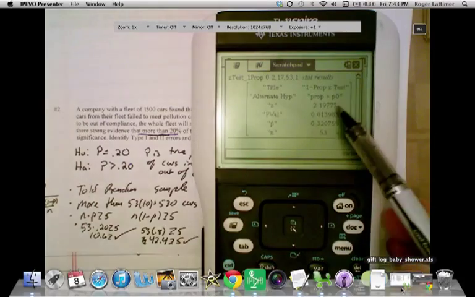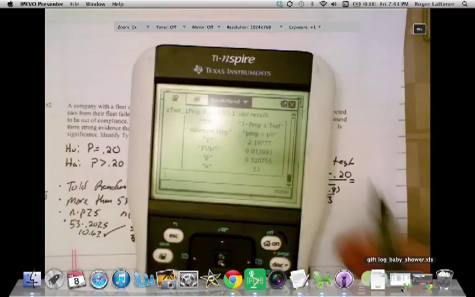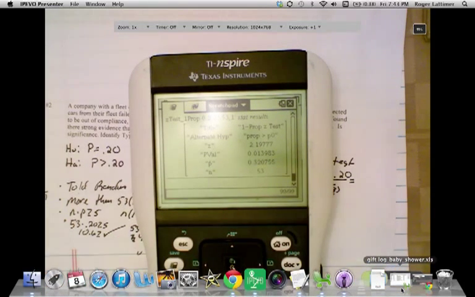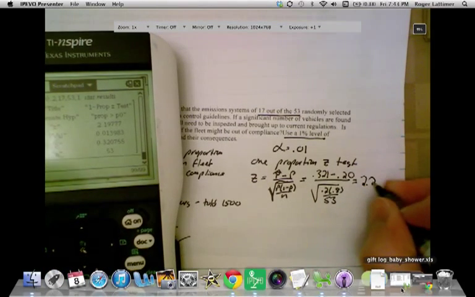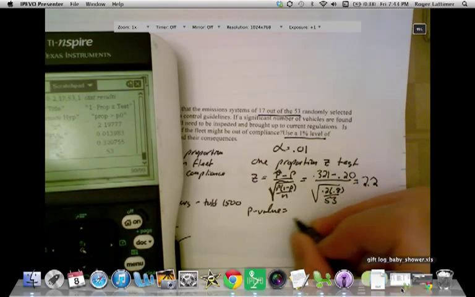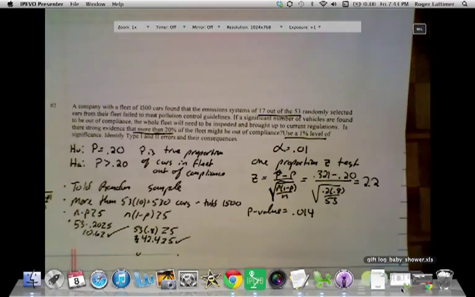Check out all this nice stuff that we get back. There's my z test statistic. Before I move that away, there's my p value, p hat, and n. It gives us everything right there. So here's my z test statistic, 2.2. My p value is equal to 0.014. So let's just interpret that real fast.